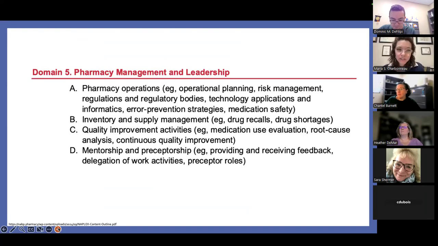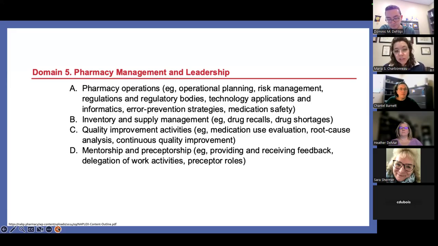And then lastly, this 5th domain, and again, this is all starting with the NAPLEX exams in May of 2025. This last domain is pharmacy management and leadership. So this is the day-to-day pharmacy operations that are happening: inventory, supply management, quality improvement activities, mentorship, preceptorship. So I do recognize that we're not all in settings where this may apply. I'm in primary care. I work with a myriad of providers, but I'm not really getting involved in the inventory or supply management of the office.